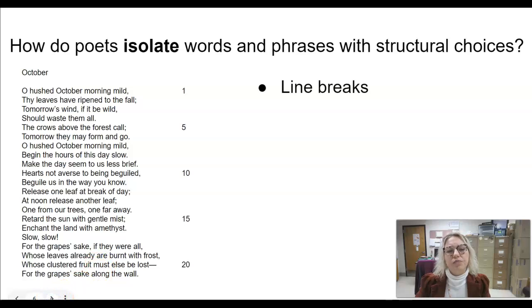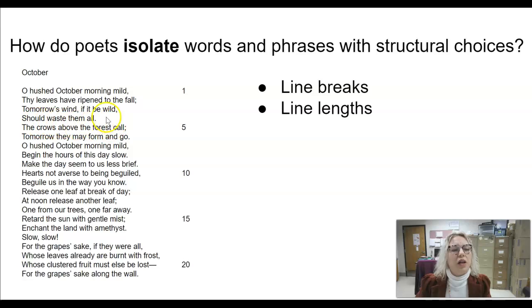Other ways to isolate are where the lines are broken. So maybe there isn't punctuation in the middle of the line, but it's just broken, so it becomes short. The line lengths themselves. So "slow" is definitely isolated because of its short length. And when you look at it visually, it's separated from everything. And then you look at, okay, well, what is the effect of that? Well, it's emphasizing "slow." And then we have the exclamation mark to really emphasize it even more. And of course, that connects back to the speaker's desire to slow down October.